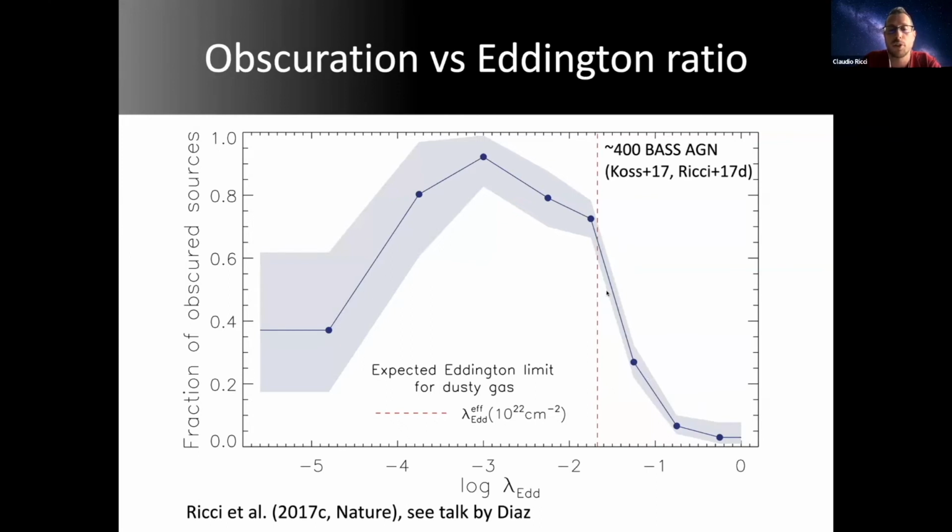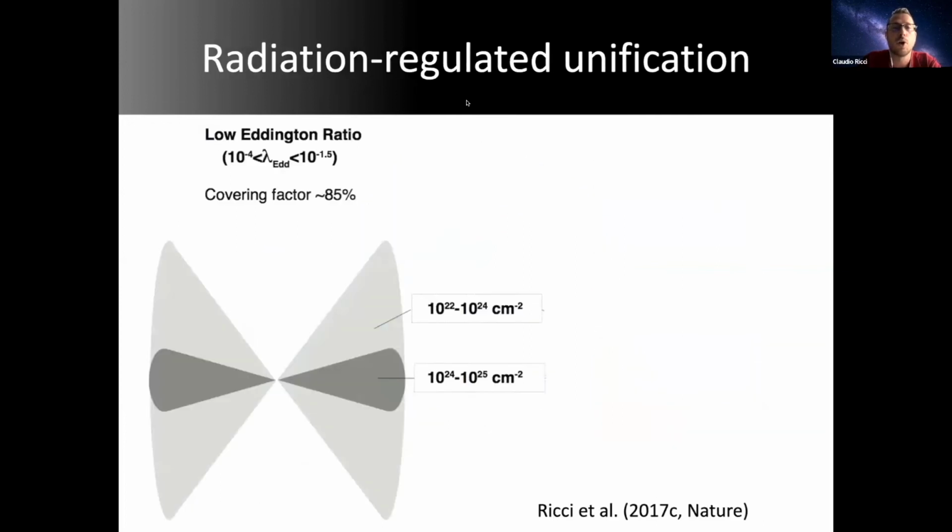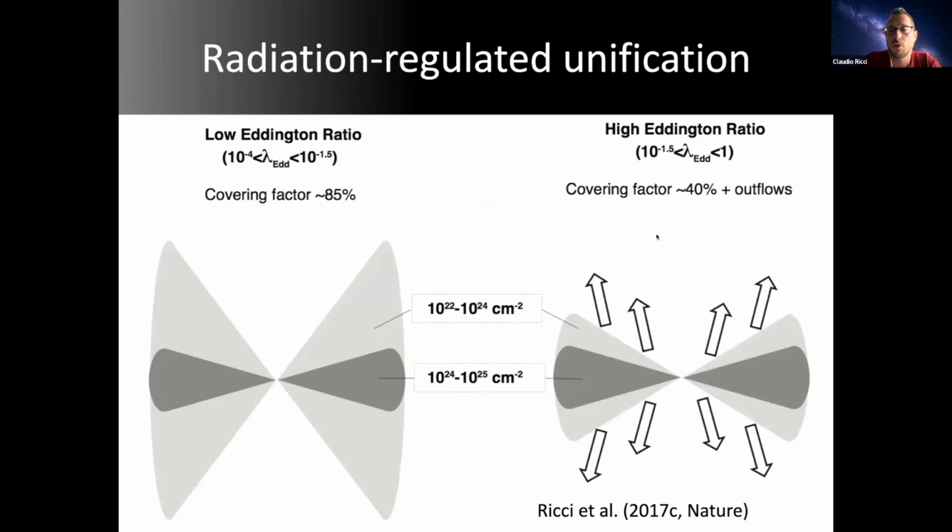And also what we found is that when one controls for the Eddington ratio, any dependence on the luminosity disappears, suggesting that indeed the Eddington ratio is the main parameter, at least for local AGN. So this has led us to come up with a radiation-regulated unification model, according to which at low Eddington ratio, most of the sky of the AGN is covered by gas and dust. And then at higher Eddington ratio, basically a lot of this obscuring material is pushed away, might become the polar dust we observe in the mid-infrared, and the covering factor shrinks, leaving basically only the bulk of Compton thick material on the equatorial plane of the system.